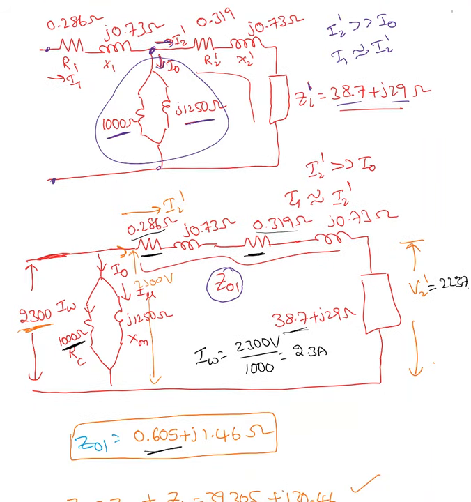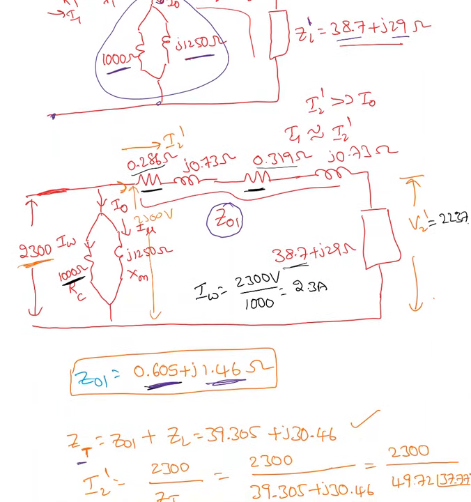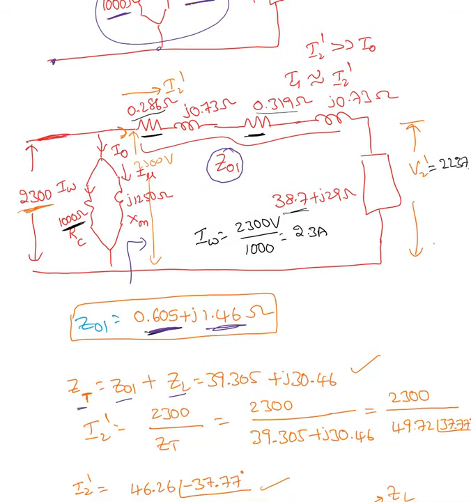So Z01 equals 0.605 plus j1.46 ohm. Z total equals Z01 plus ZL. I'm talking about only this side. I'm not including the parallel combination because I want to find I2 prime. I2 prime is nothing but I1, approximately. So I2 prime equals 2300 over Z total, and this Z total does not include the parallel combination.